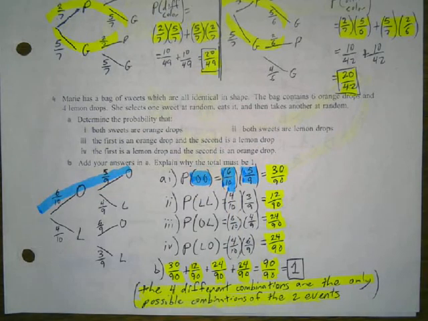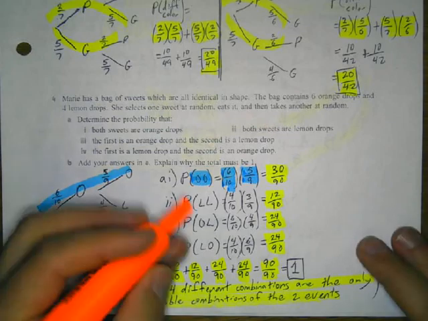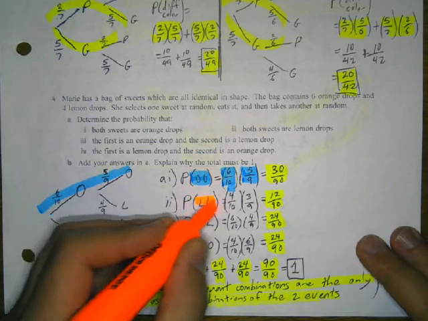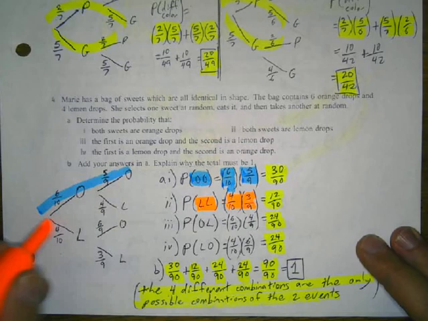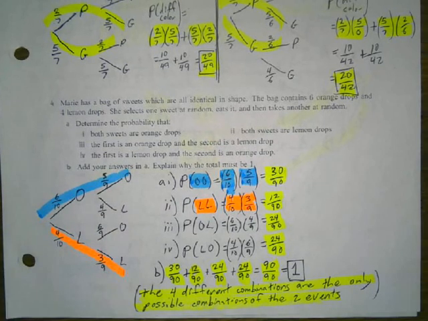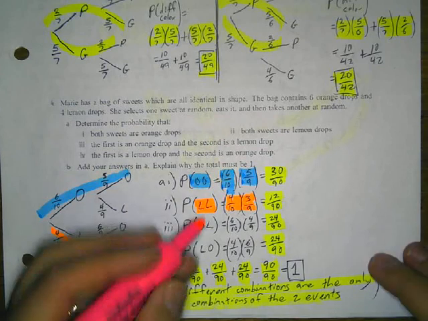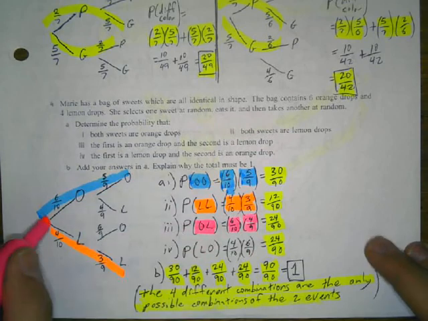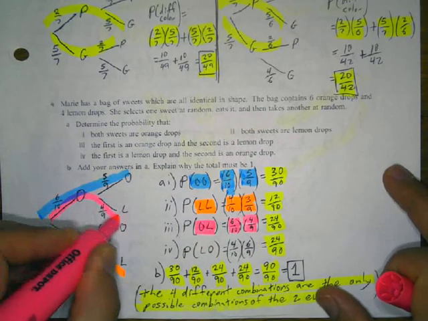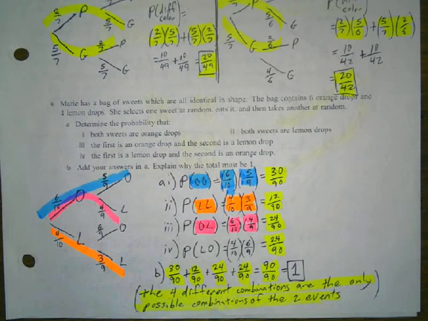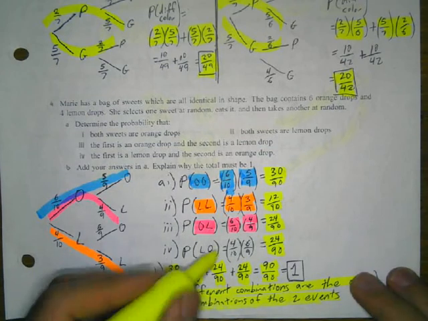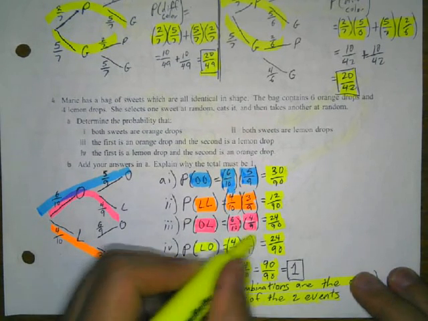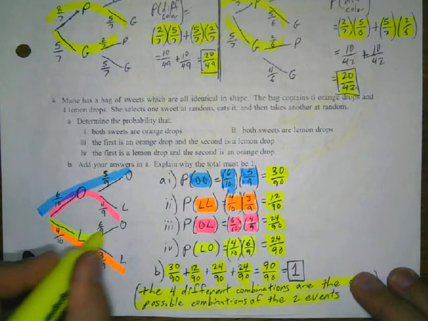If I go, the probability of getting lemon twice is going to be 4/10 times 3/9. The probability of getting orange and lemon is 6/10 times 4/9. And lastly, the probability of getting lemon and orange is 4/10 times 6/9.